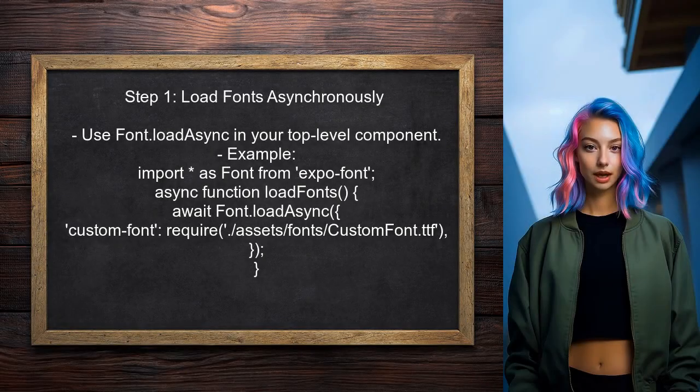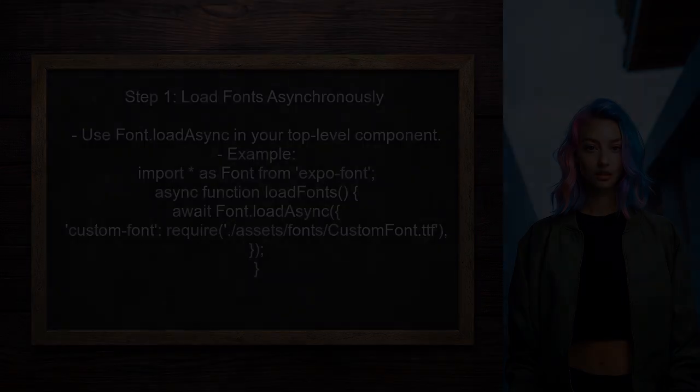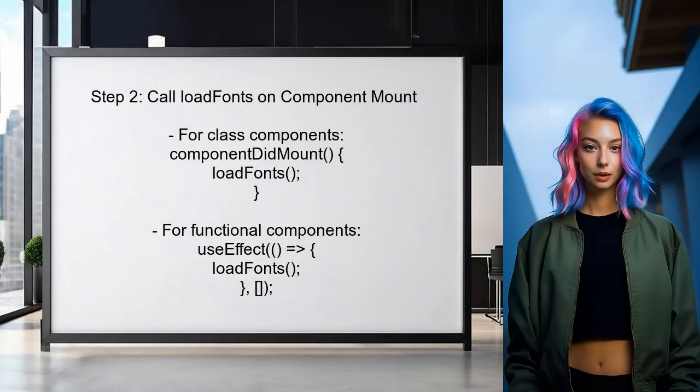To address the user's concern about loading custom fonts in Expo, the first step is to load the fonts asynchronously in the top-level component of the application. This ensures that the fonts are available before the app renders any text. Next, the user should call this load fonts function within the component's lifecycle method, such as componentDidMount, or using the useEffect hook in functional components. This ensures the fonts are loaded when the component mounts.